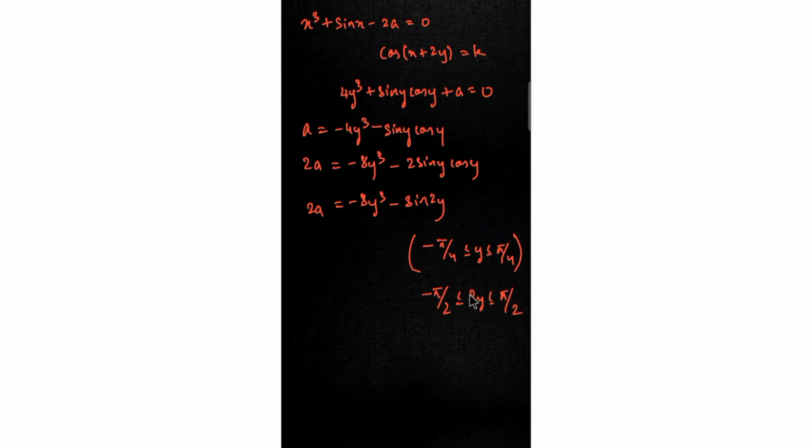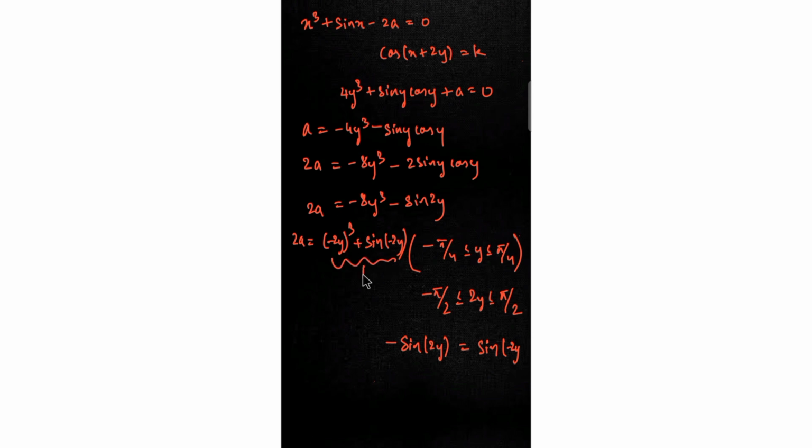And if something is between minus pi by 2 and pi by 2, so I can write that as sine of 2y minus sine of 2y can be written as sine of minus 2y. So I'll just use this property here, and this is basically minus 2y whole cube minus sine 2y. Like, if I just need to write it in a proper way, I can write this as 2a equals minus 2y whole cube, and here I can write this as plus sine of minus 2y. Alright, so minus 2y whole cube plus sine of minus 2y.